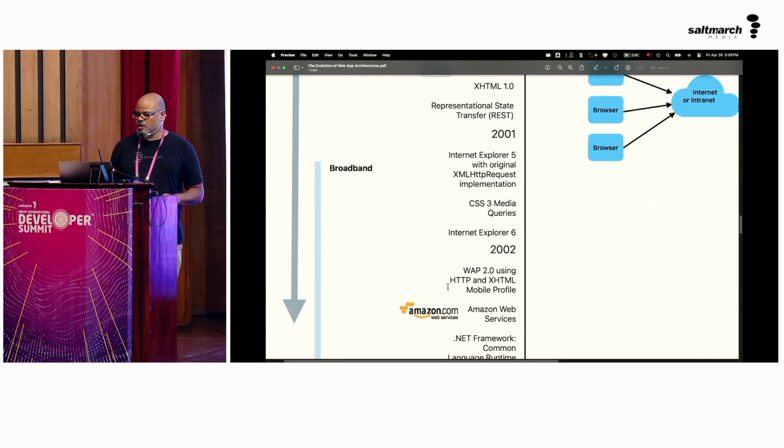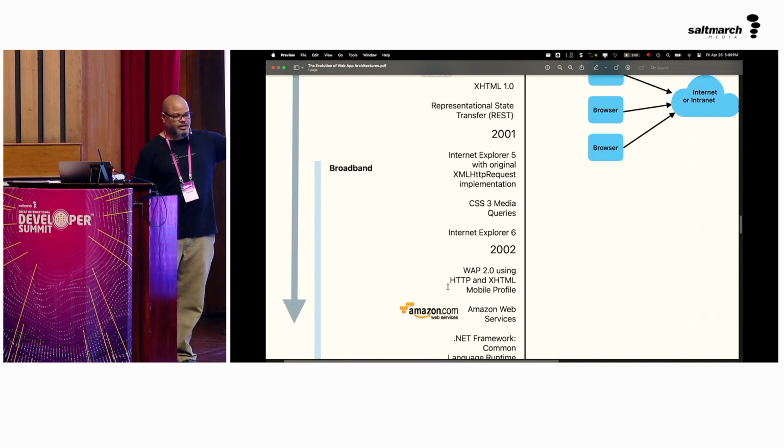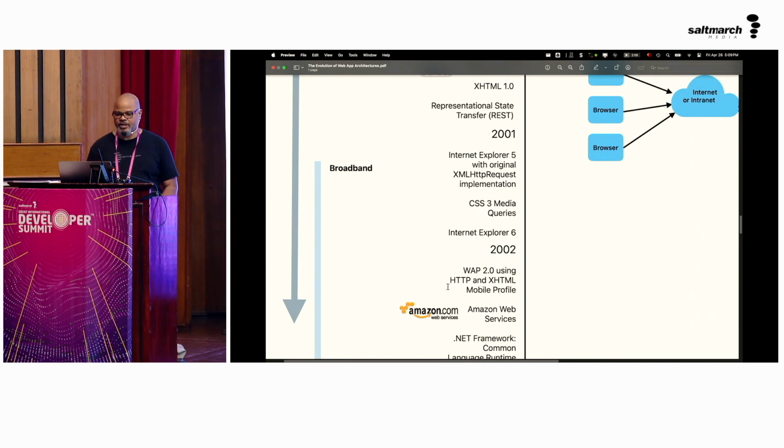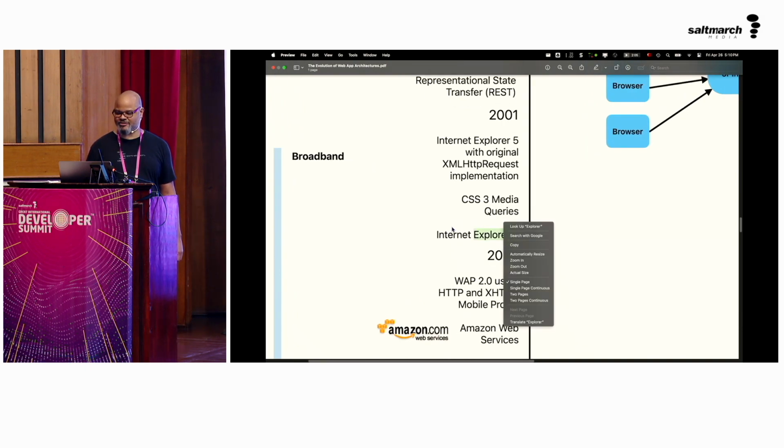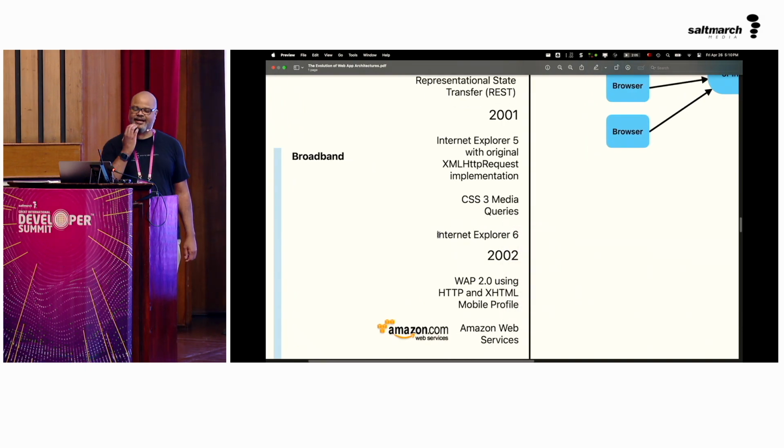So 2001, and the dates on the right for broadband are approximate, but we're starting to get some broadband, and we get Internet Explorer 5, CSS3 media queries, very important for creating responsive designs, right? And Internet Explorer 6. Internet Explorer 6 is probably one of the most important web browsers ever, because it sort of stagnated things for a while, and we'll talk about that in a minute.